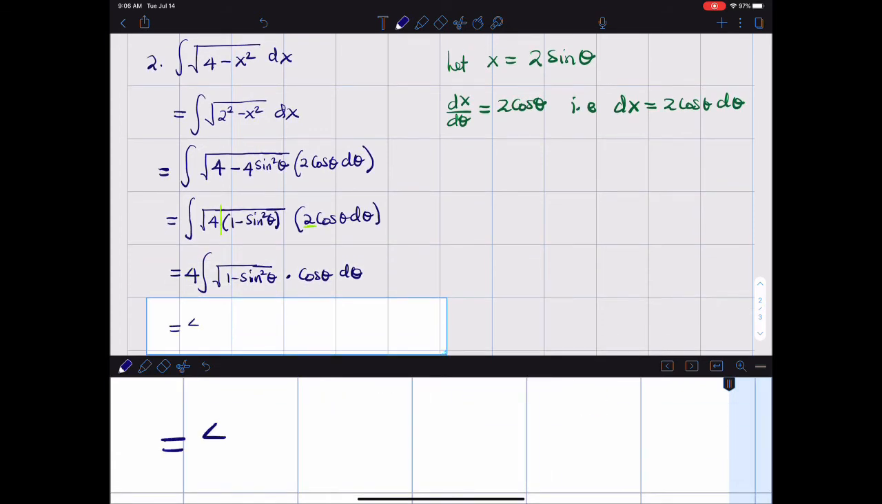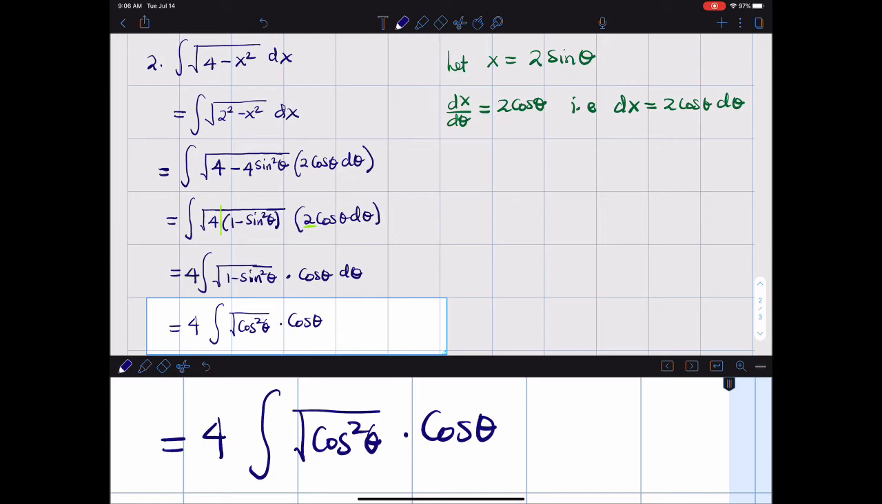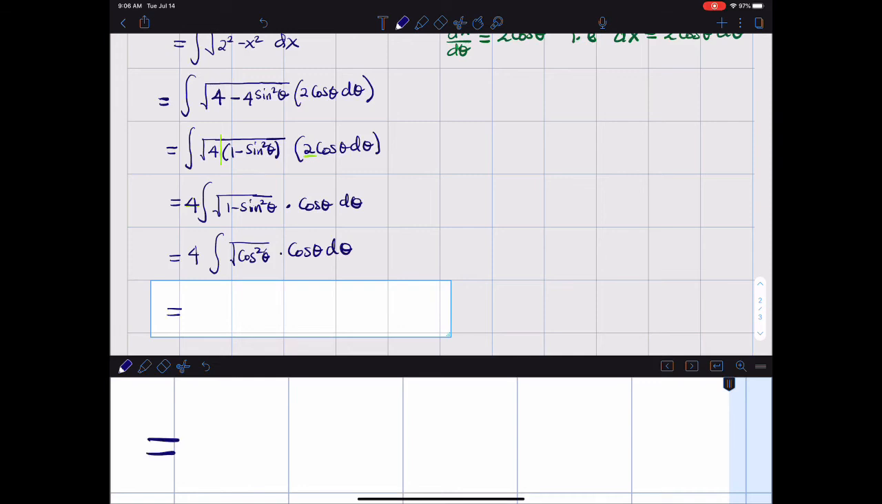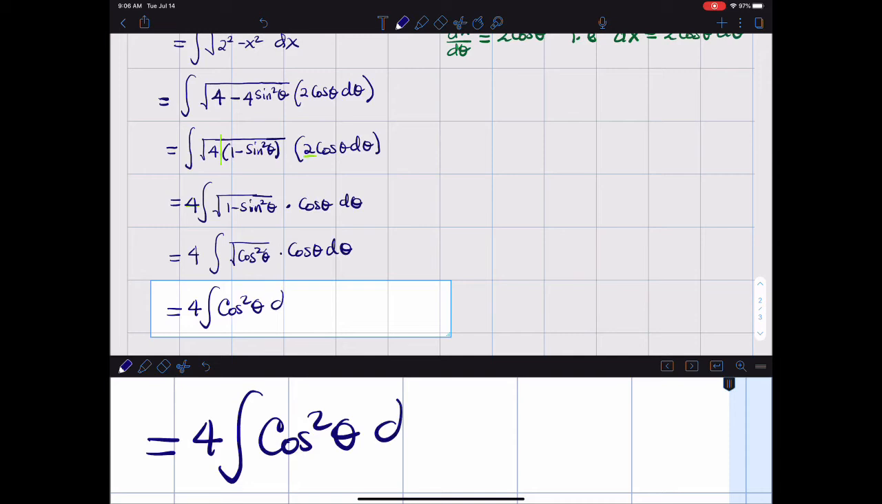Okay, so this is 4, and then we have the square root of 1 minus sine squared theta. We can think of it as the square root of cosine squared theta times cosine theta d theta. But the square root of cosine squared theta is just cosine theta. So this is actually 4 times the integral of cosine squared theta d theta.